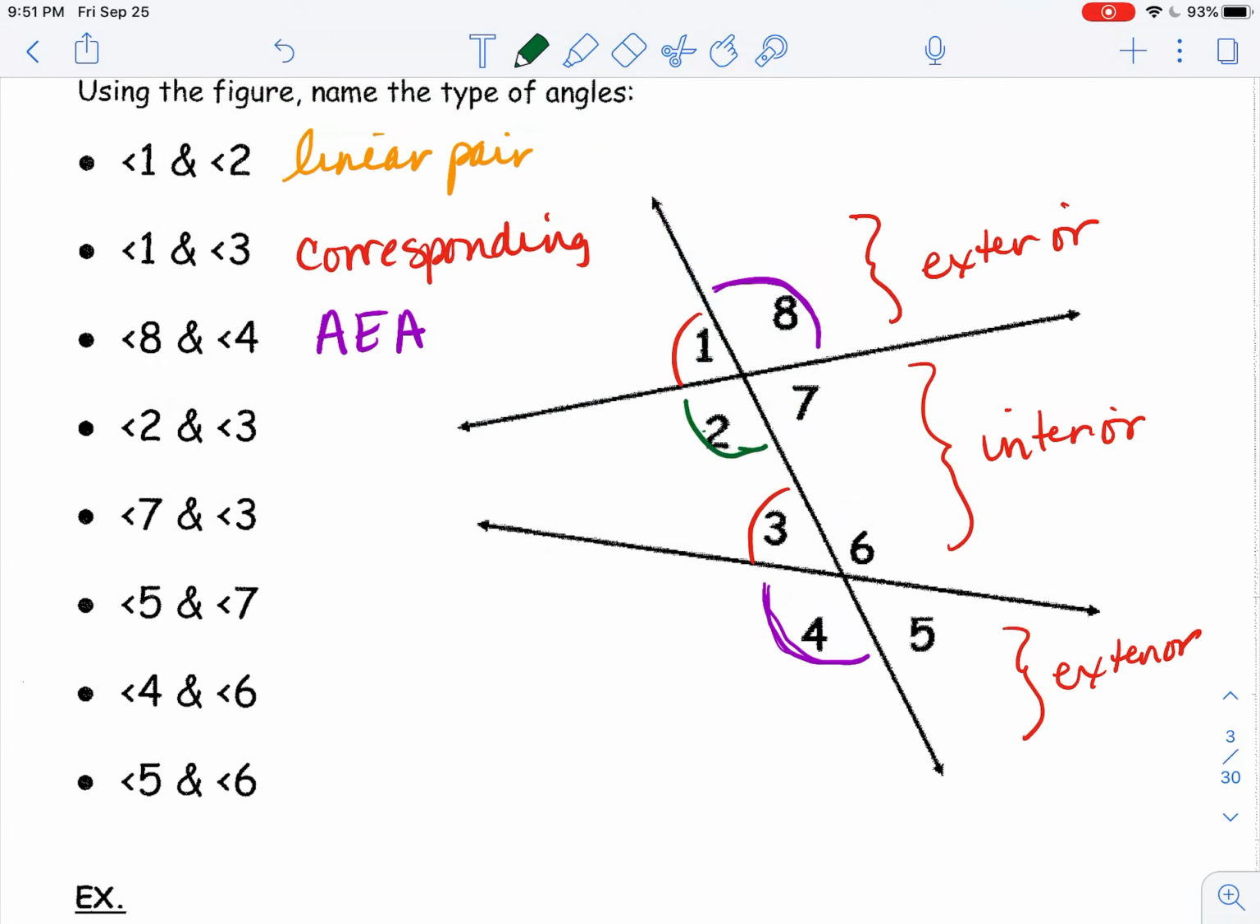Now angles 2 and 3. So angle 2 is on the inside, angle 3 is on the inside. These are interior angles and they are on the same side, so same side interior angles. Now angles 7 and 3, they're both on the inside, however they're on alternate sides of the transversal. So these are alternate interior angles.